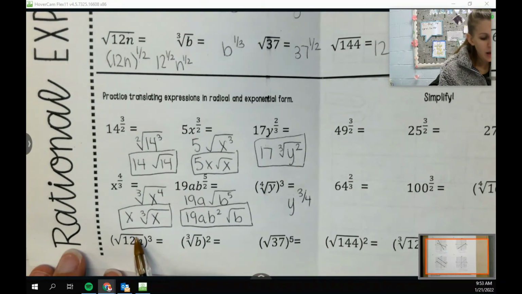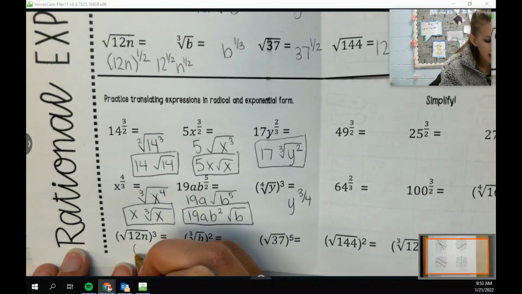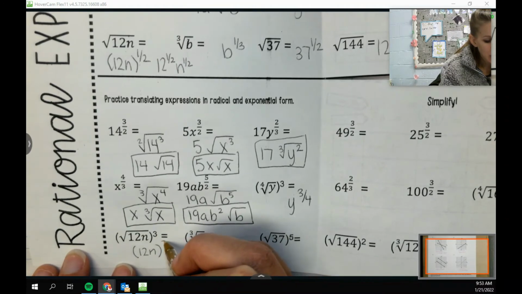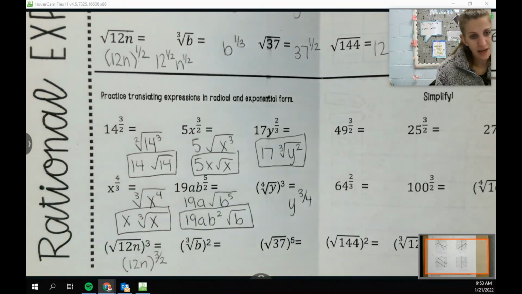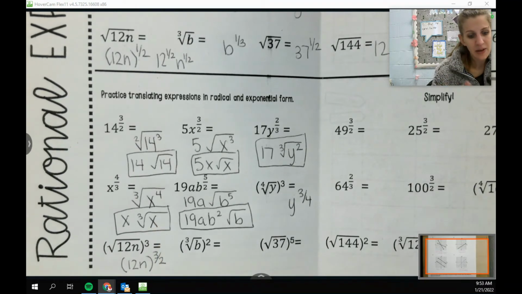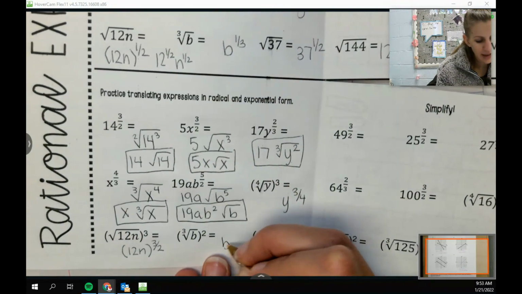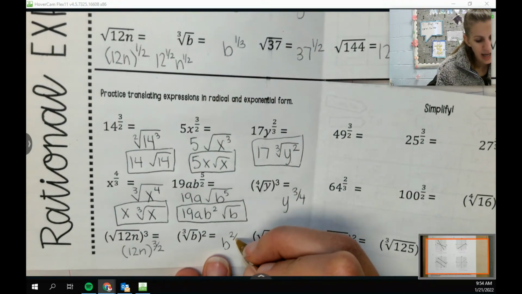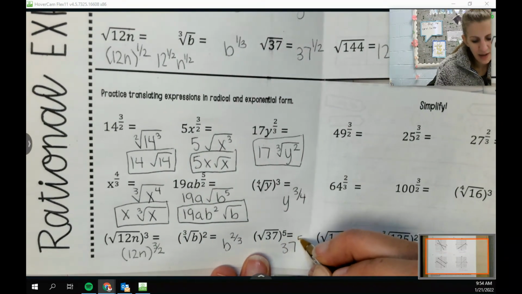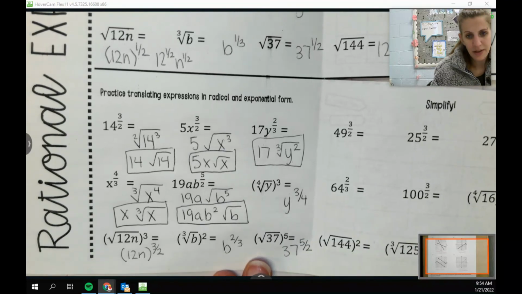Down here, all these things are being square rooted. So I need parentheses to show that the 12 and the n are both to the 3rd power and both being square rooted. Or again, we can distribute it. Either way feels correct to me. I don't feel that urge to distribute like I do on these ones to simplify the root. This is fine, I think. Okay, so here we have b to the 2nd and then the cube root. And here we have 37 to the 5th and then the square root.